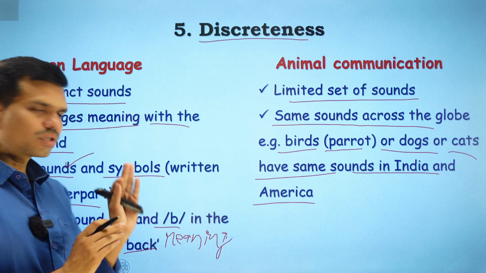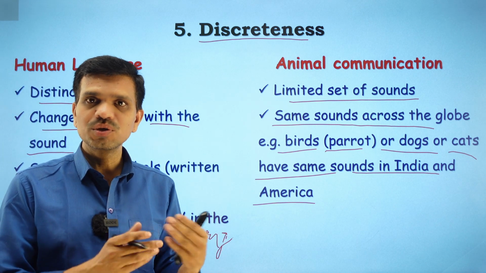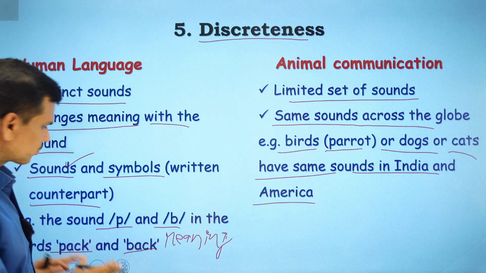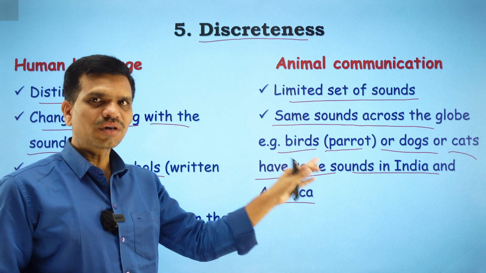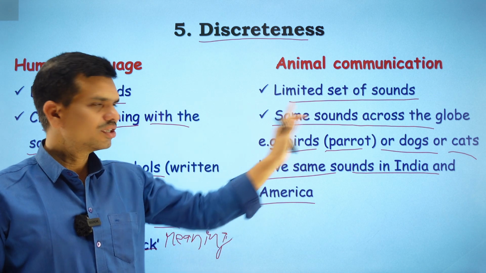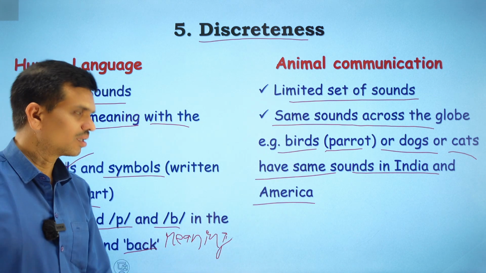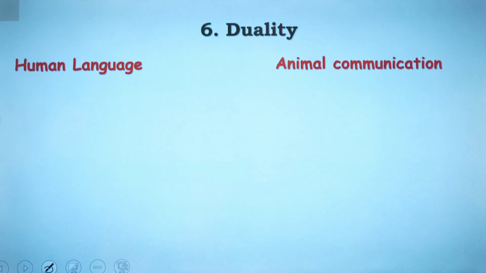Though we have different sounds, these sounds can also be used in combination to form words, and these words have different meanings. The same is not the case with animal communication. It is a very different type of communication. Now the last feature here is duality.